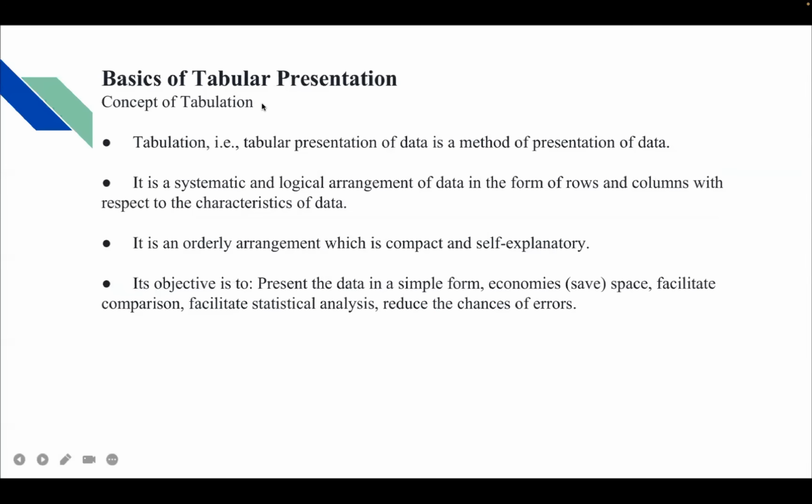So now, basics of tabular presentation. Concept of tabulation. Tabular presentation of data is a method of presentation of data. It is a systematic and logical arrangement of data in the form of rows and columns with respect to the characteristics of data. It is an orderly arrangement which is compact and self-explanatory. Its objective is to present the data in a simple form and it saves space.